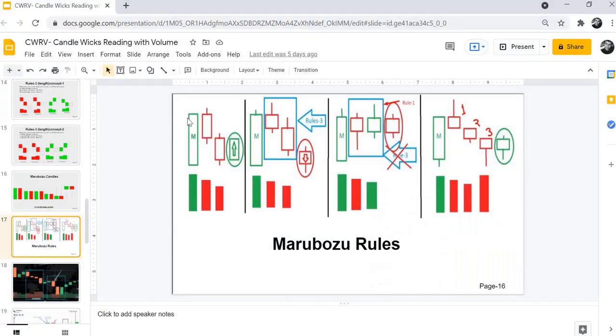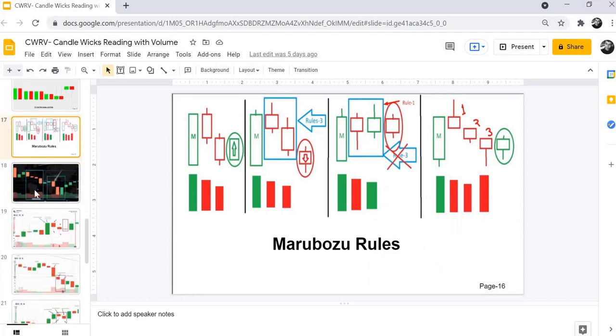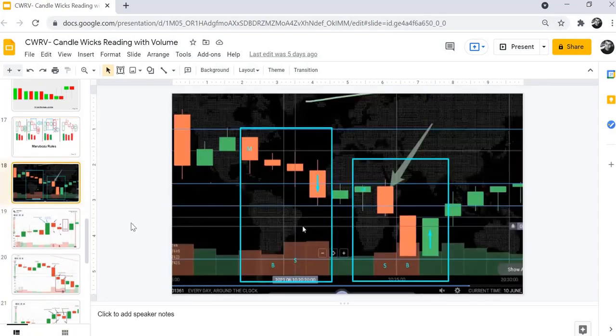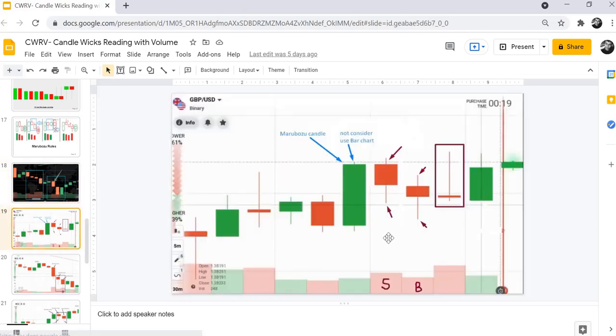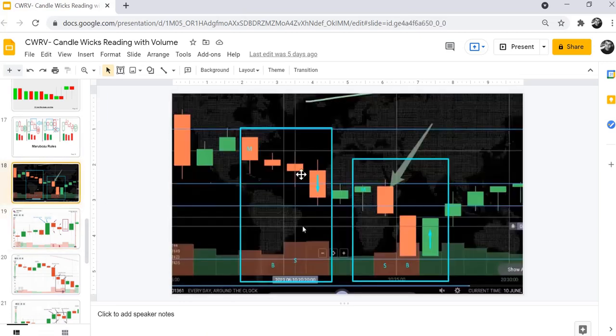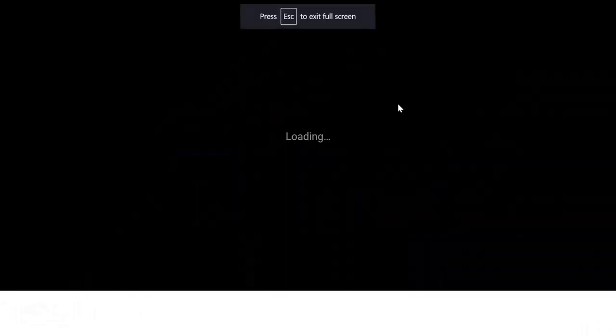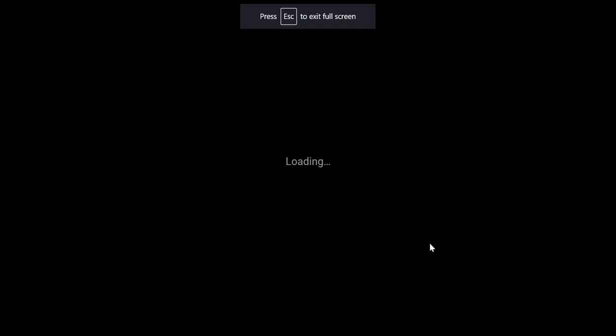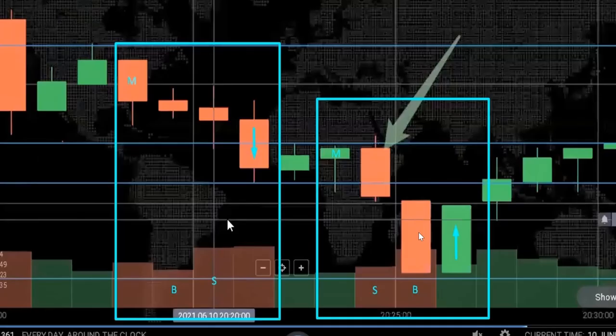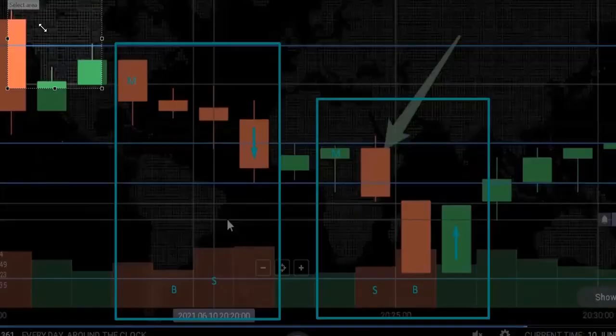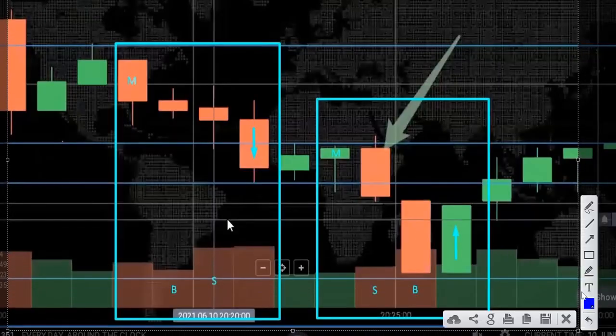Okay, now let me show you a picture, a live market picture. Let me make the screen bigger. Wait, it's loading. Okay, now you can see what happened in this picture. This is a live market picture. In this picture, what happened?